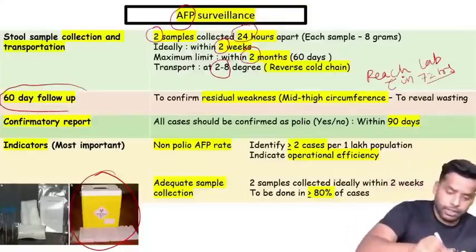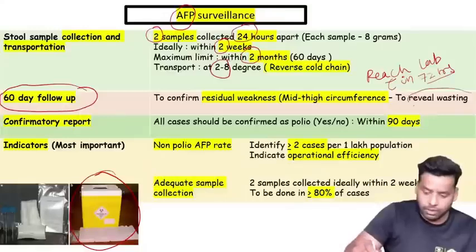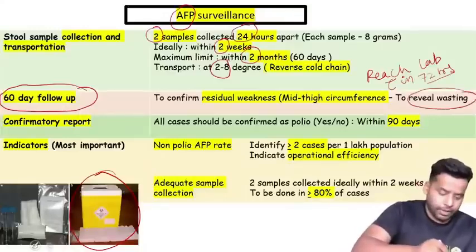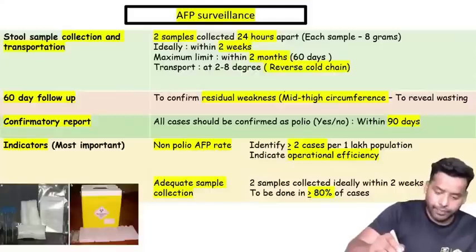On the 60th day you are going and checking for residual paralysis also. You will be checking for wasting in the muscle. That is on the 60th day.